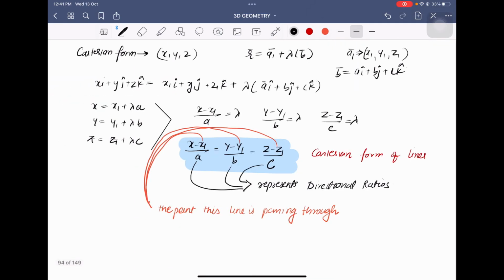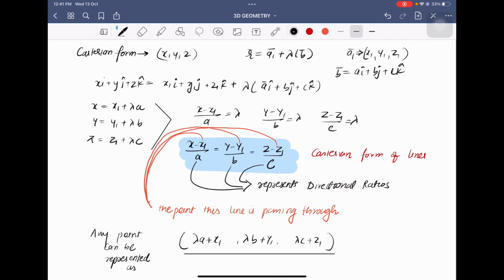Now any point on this line can be represented as (lambda a + x1, lambda b + y1, lambda c + z1). This is the lambda form of any point lying on the line. Basically, we have just written x, y and z from here in terms of the coordinates of the point. So this is the coordinate of any point lying on the line, the general representation.